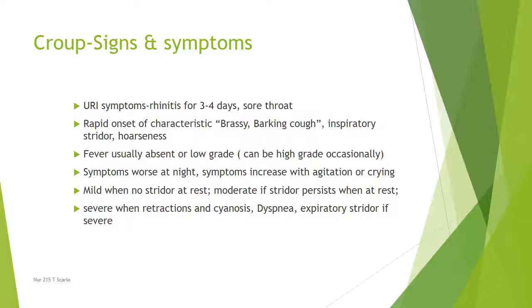Signs and symptoms: URI symptoms, rhinitis for 3 to 4 days, sore throat, and rapid onset of a characteristic brassy barking cough, and that is the hallmark. You will see these children coming to the doctor's office with a barking cough, and as soon as you hear that, you will be like, okay, it is croup. Then inspiratory stridor, hoarseness, fever usually absent or low grade, and it can occasionally be high grade.